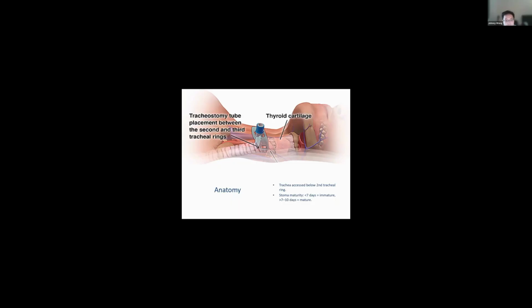Usually it's done operatively. We can do emergency crikes, but our emergency crikes will place it higher up in order to prevent any further injuries. So usually they're going to be in the second ring trach. And when we talk about the stoma and the maturity of it, it's very dependent on time. If the stoma is less than 7 days or 7 to 10 days, we consider that immature, and greater than that, we consider that mature.